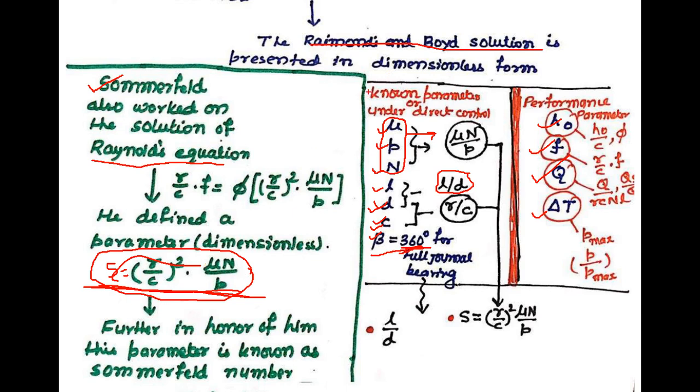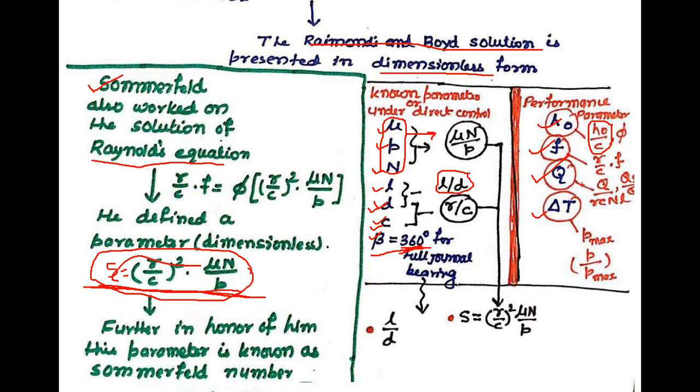So how does this dimensionless form come? This parameter is defined, h naught upon c. H naught upon c is the dimensionless parameter. H naught is the minimum film thickness, c is the clearance. And one angle phi, which tells where the minimum film thickness occurs, at which angle. This f is converted into r by c into f to define the dimensionless parameter.